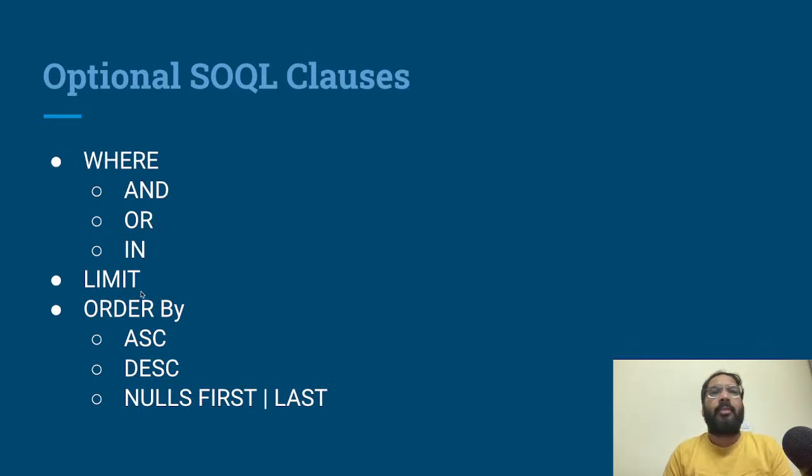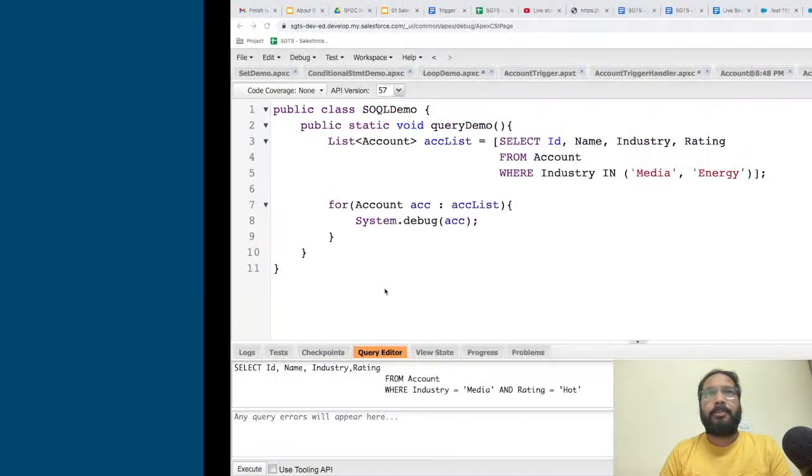Here we have one more thing, that is limit. I think limit we already covered. If you want to fetch some limited records like 10, 15, 20, 50 without any condition, you can just apply a limit and that number of records will be queried. I think we already queried these records with the help of the limit clause. Now next we have order by. Order by is basically used for sorting purposes.